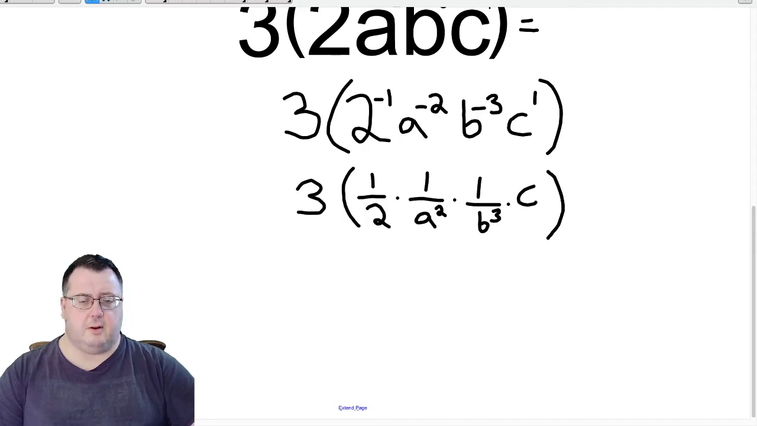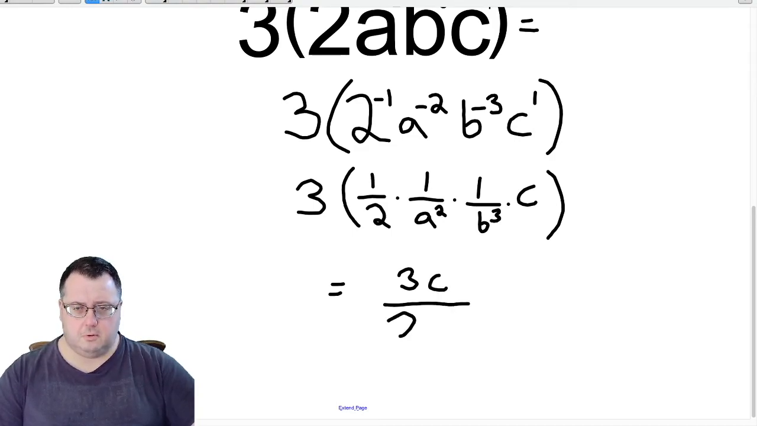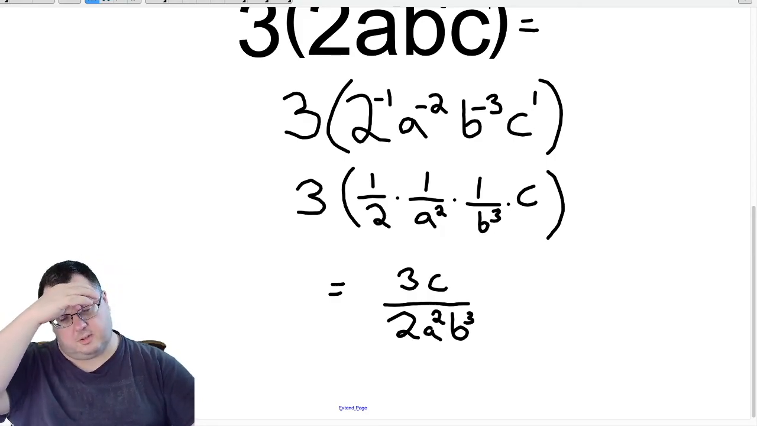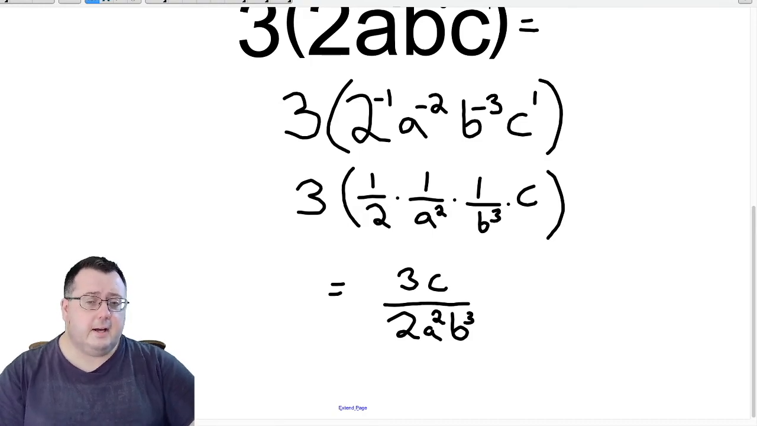So if I multiply everything together there, I will get 3c over 2a squared b cubed. So your negative power generates a reciprocal. That's worth knowing. And you've got your answer there, 3c over 2a squared b cubed.